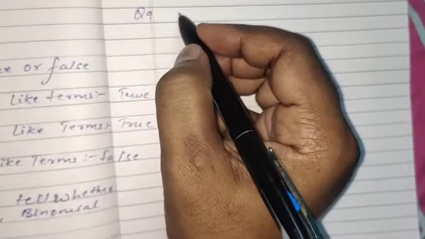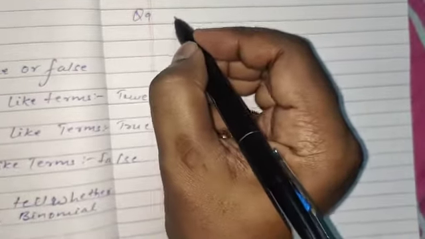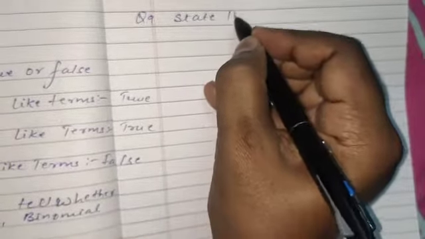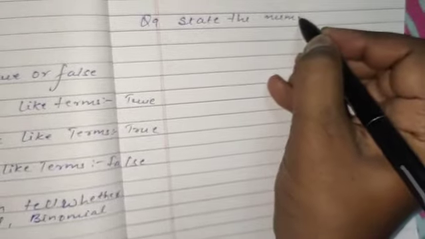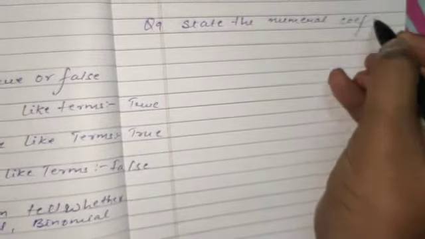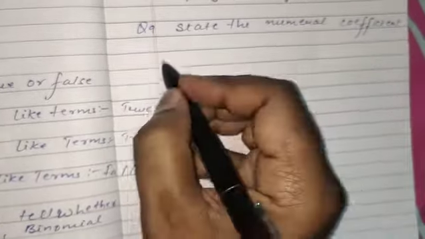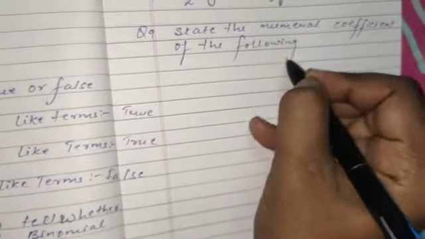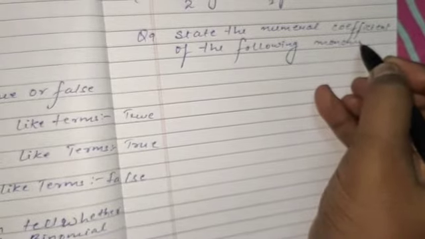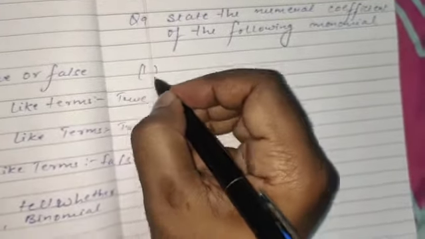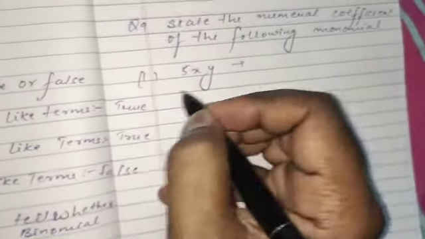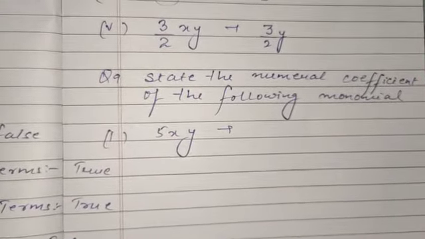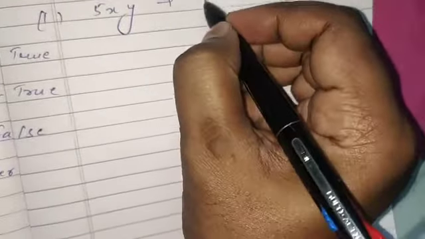Let's see now question number 9. State the numerical coefficient of the following monomial. Here also a similar thing. State the numeral coefficient of the following monomial. Clear? So first one is 5xy. What will be the coefficient of the following monomial? So this will be 5. Clear?